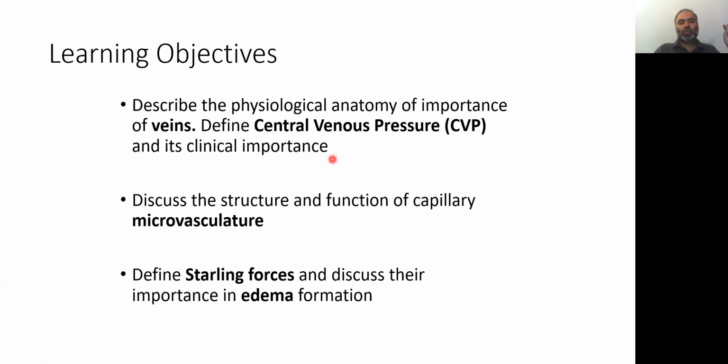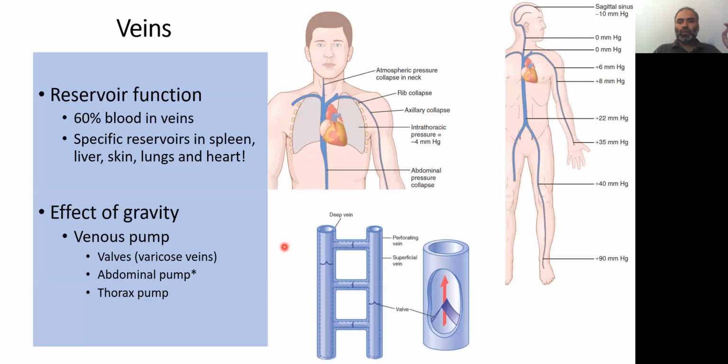So the learning objectives basically are primarily three main learning objectives. One is the veins, the clinical importance of central venous pressure. Then we move on to microcirculation, microvasculature, and then we end with a discussion of Starling forces. These are the forces which govern the movement of fluid across capillaries. And finally, edema, which is an abnormality, an aberration of these forces. So we start off with veins.